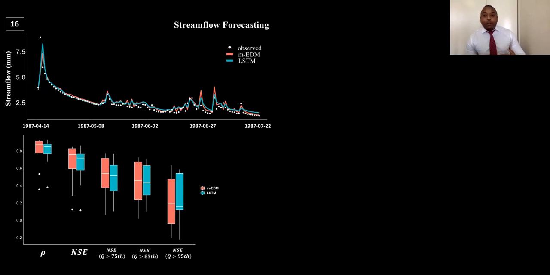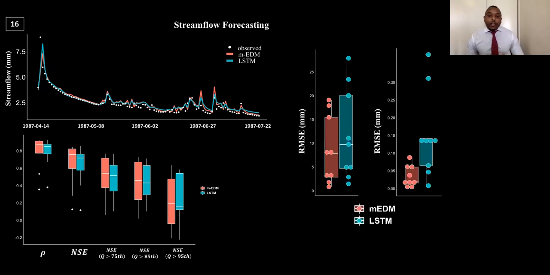But what is more interesting is when we examine the performance of the two algorithms for forecasting extreme streamflow, both high and low. And this box plot here shows the performance of forecasting annual maximum streamflow. The vertical axis here shows the root mean square error, so the lower the better. And you can see that our algorithm does a fairly better job than the LSTM.